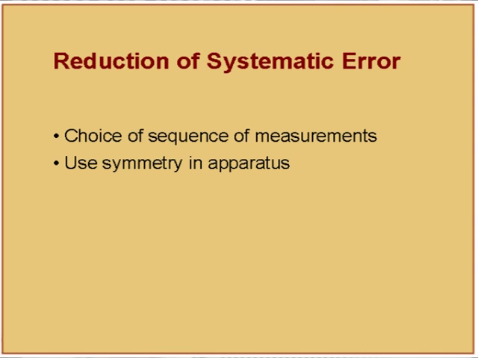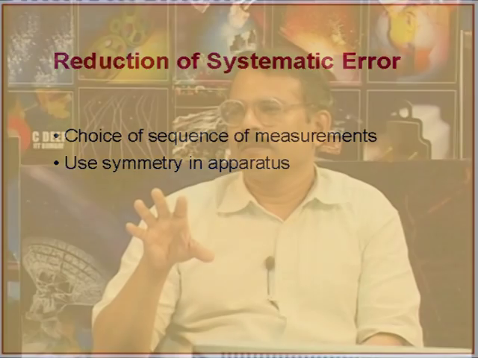So here the methods used are not so general, right? The method for reducing random error is very general. In all cases, random error can be reduced by simply repeating the measurement and taking the average, and using that formula you can report the error. But reduction of systematic error is specific to the experiments. Still, some guidelines can be given by considering some examples. So we will consider two methods which are important and which will work in several instances.